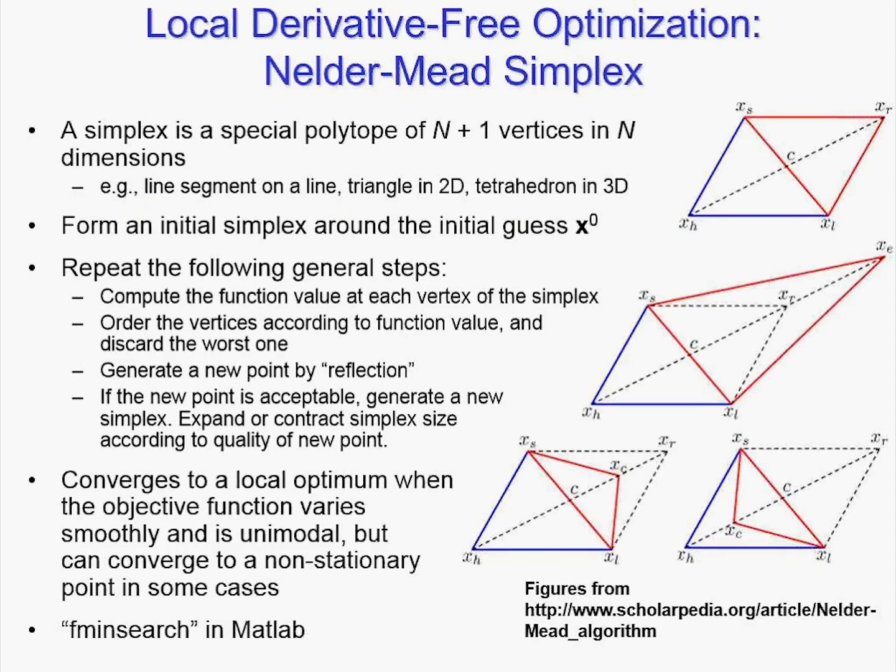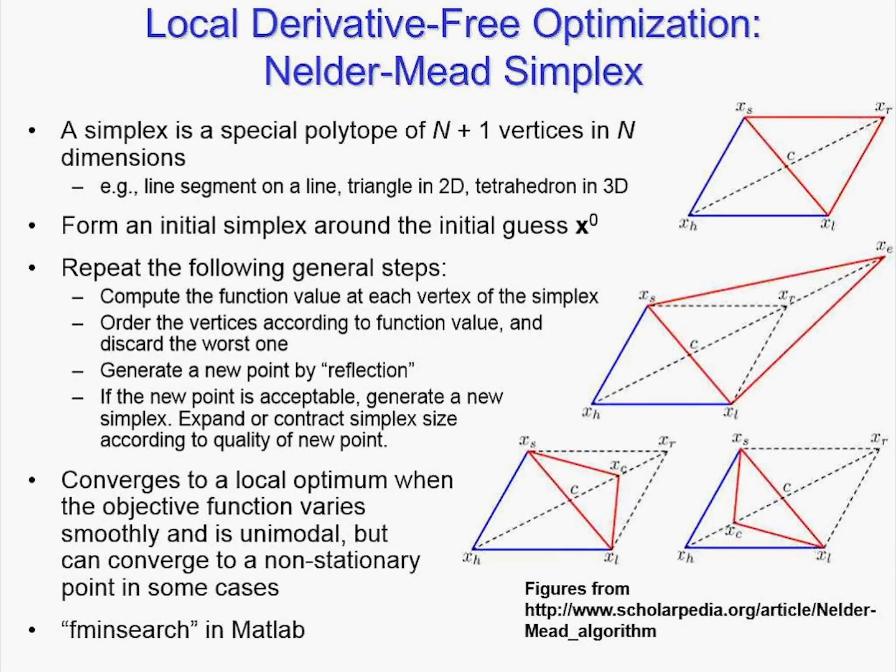All right, so here's the Nelder-Mead simplex. So this was fminsearch. Remember, that was the very first one that our little landscape was working on. So this is a local method, but it's derivative free. So it's not using any gradients. And how does it work? A simplex is a special polytope of n plus 1 vertices in n dimensions. For me, it's easiest to think about in 2D, where it's just a triangle. So a simplex is a triangle in 2D.